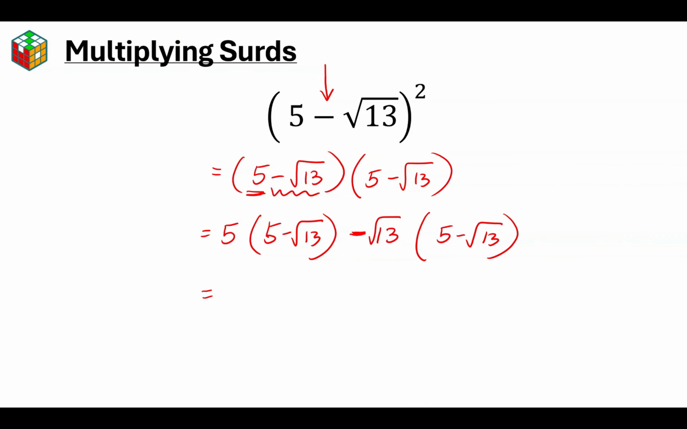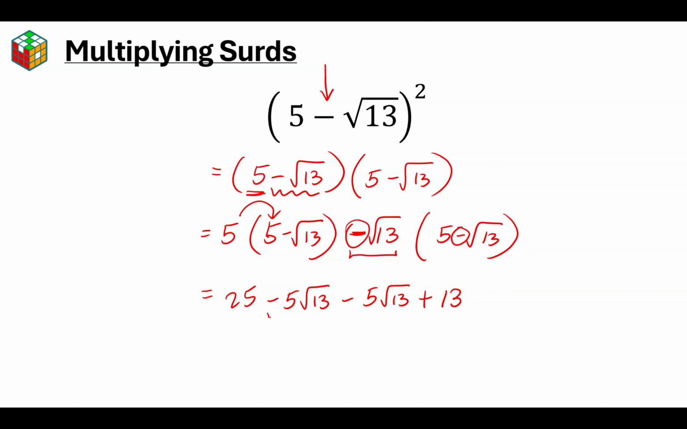Then again, I'm going to use my single bracket expansions knowledge. 5 times 5 is 25. Take away 5 root 13. Remember the take away there. Take away 5 root 13. Take away and that subtract, well, negative times a negative is going to be positive. And then root 13 times root 13 is going to be 13. Now that's the most common misconception.